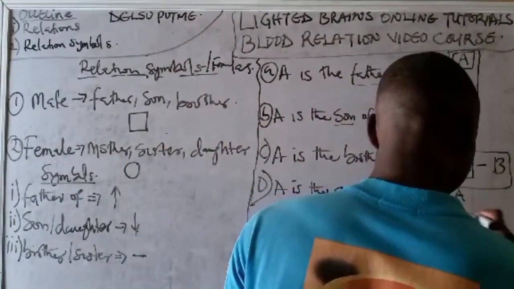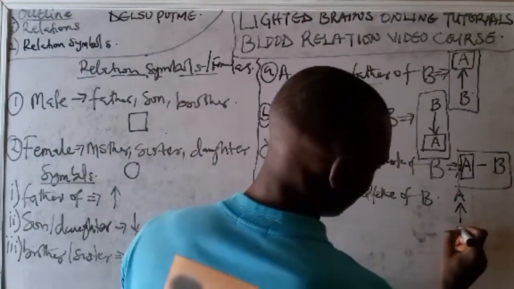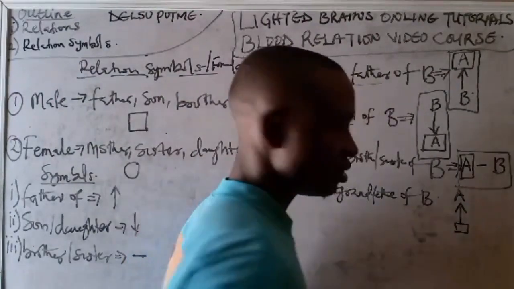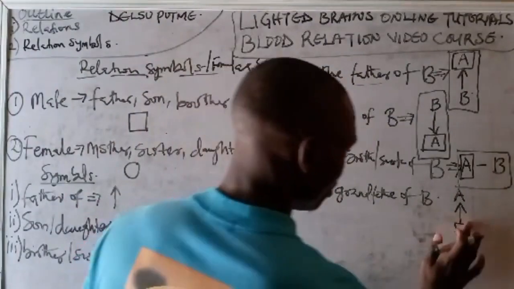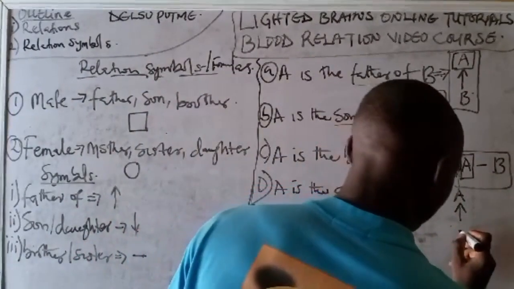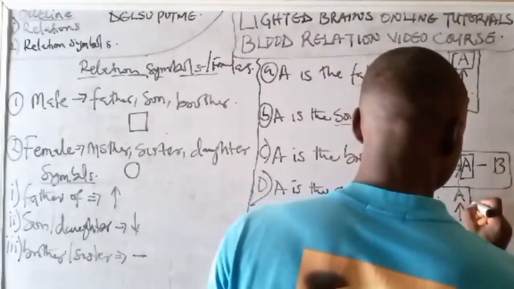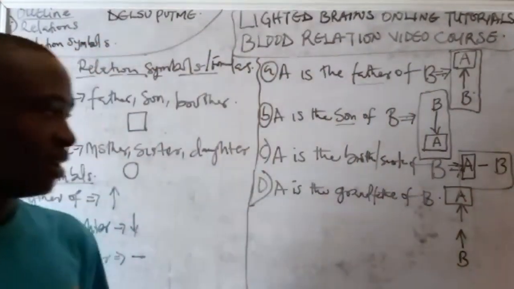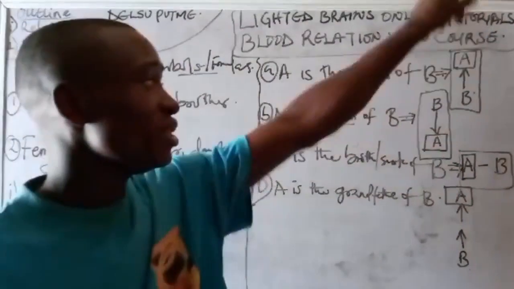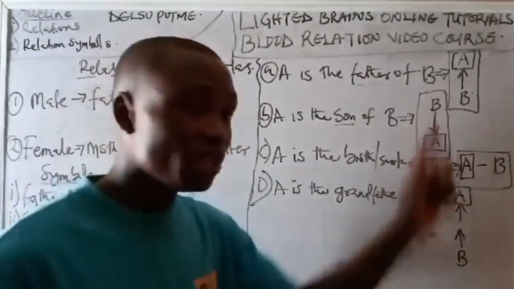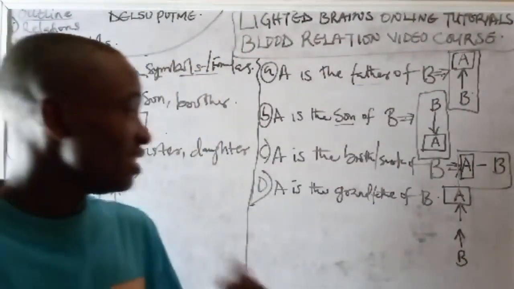So here we don't know the gender. Do you understand? We don't know the gender here, so we just leave it. Now you put another arrow again, then write B. Do you understand what I did now? One arrow means one generation. Two arrows mean what? Two generations. And of course, it's very, very clear.